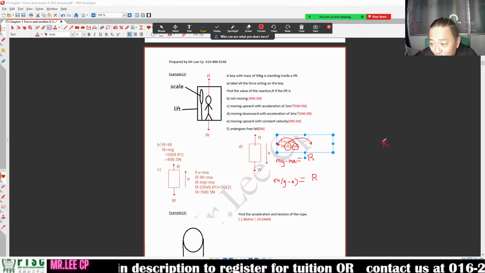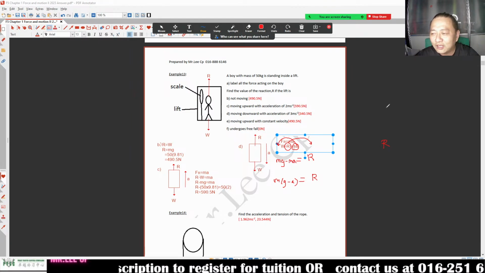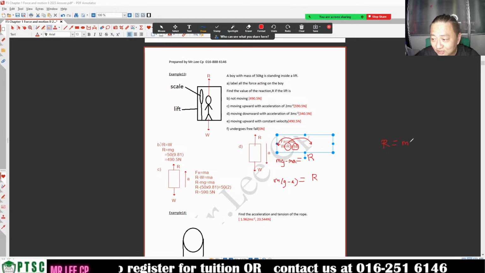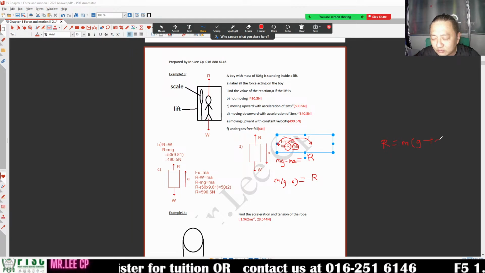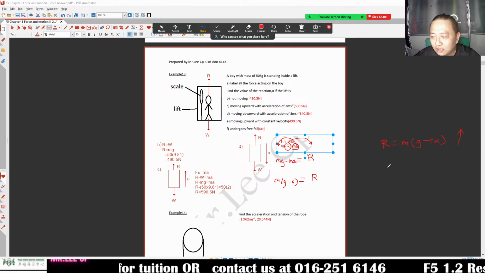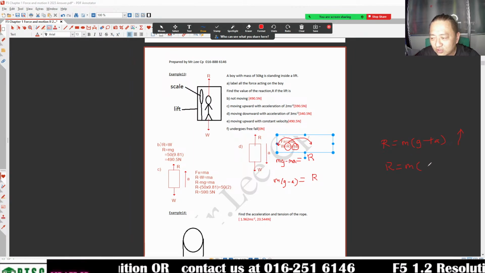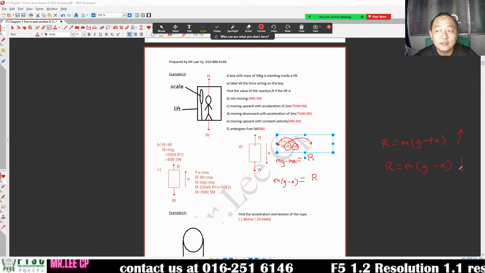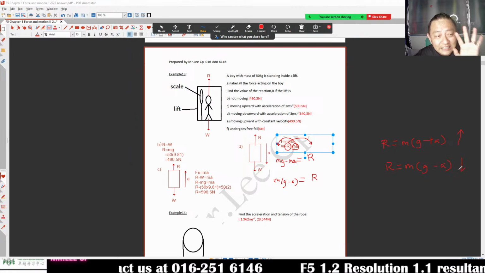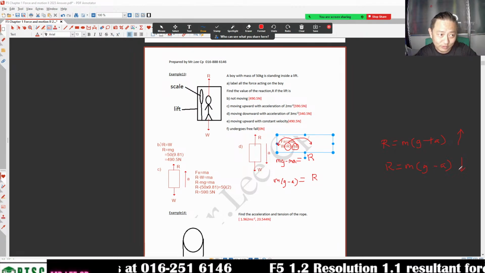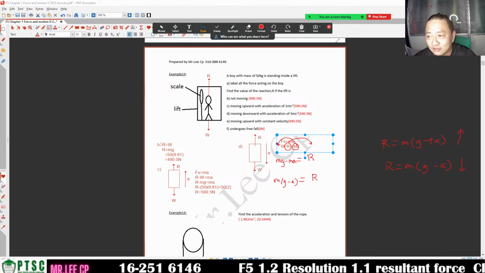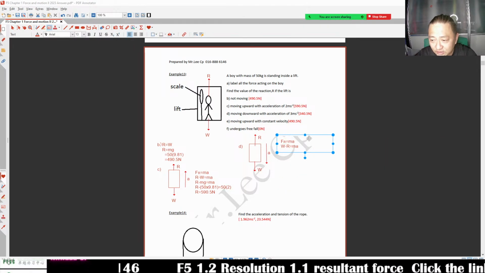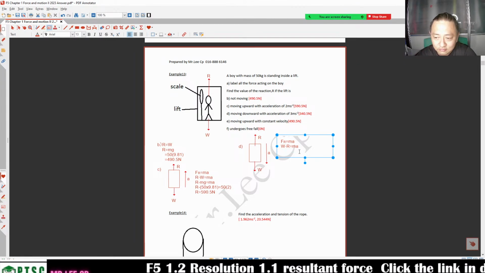Just now, I see some of the students, they don't understand. They just take it this way: go up, g plus a. Go down, g minus a. They memorize. But in fact, you can make it even easier than that. Don't go and memorize. It comes from here. So now we continue. No need to worry.